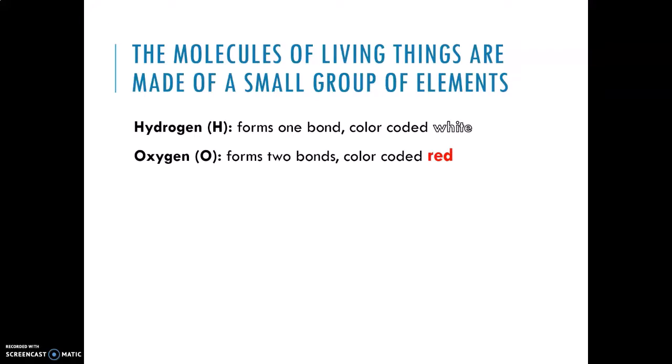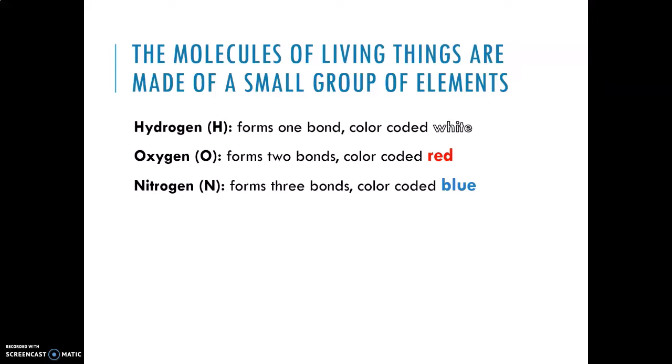Oxygen forms two bonds, and a lot of times those bonds will be in the form of a double bond. Oxygen double bonded to another oxygen is the oxygen in the air we breathe. That's what O2 looks like. So oxygen always forms two bonds, and the chemical coding color scheme for oxygen is red.